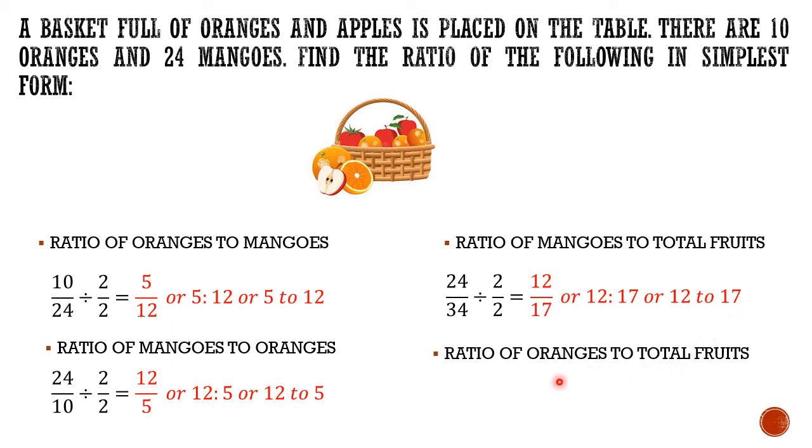What about the ratio of oranges to total fruits? So here we have 10 oranges all over total fruit natin is 34, divided by 2 is equal to 5 all over 17 or 5 colon 17 or 5 to 17.